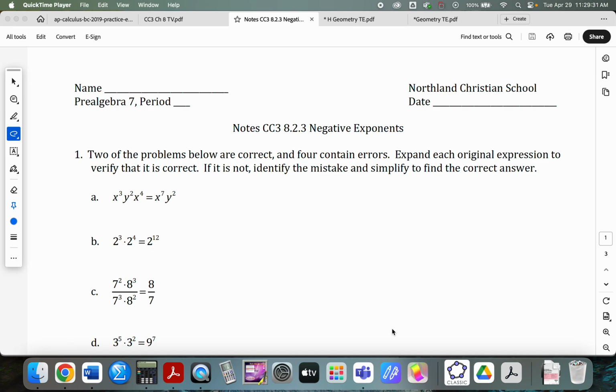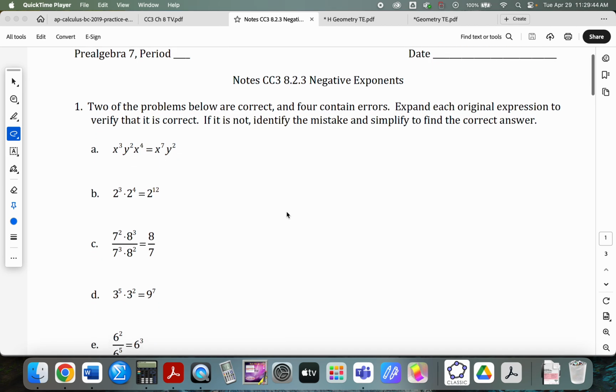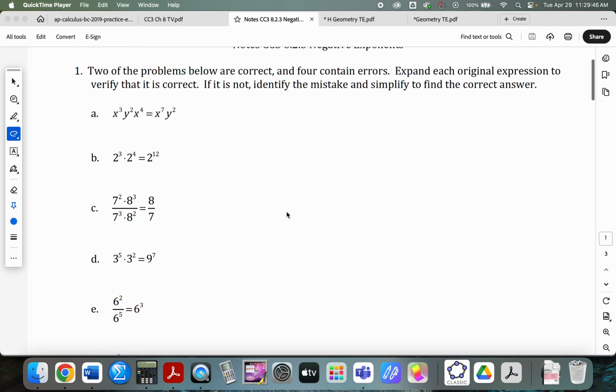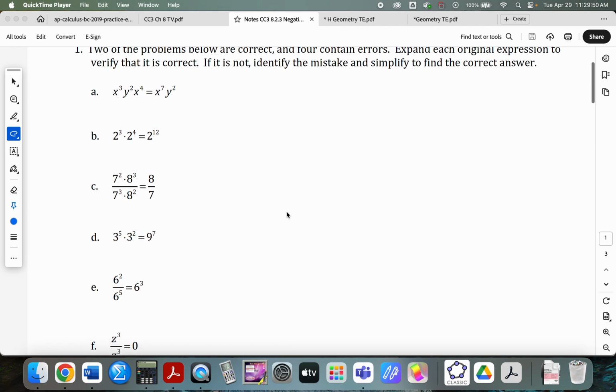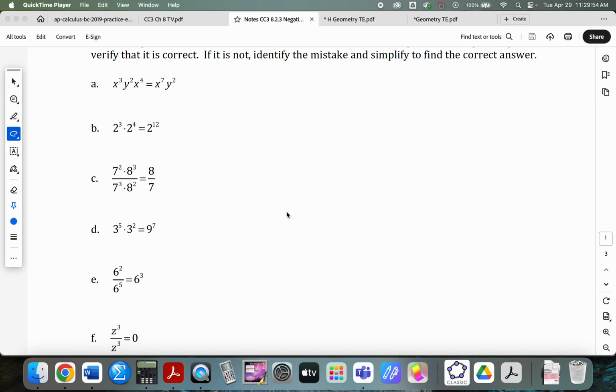We won't get to the negative exponents part till the end of the lesson. In the earlier part of the lesson, we're just cementing in the rules of exponents. So here we were supposed to find that there are 2 that are correct and 4 that are in error. It says expand each original expression to verify that it's correct. If it's not correct, then identify the mistake and simplify to the correct answer.